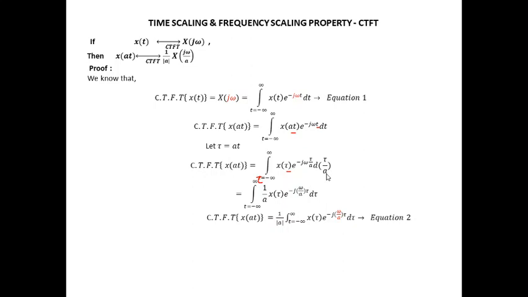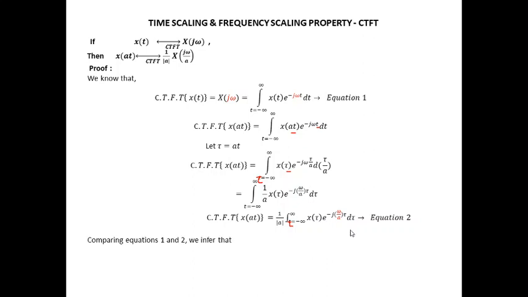Now you can write the CTFT equal to, here we are taking it as modulus of a, taking into account that a can be a real number or a complex number also. Even if it is a complex number, we need to take the magnitude part. That is why we are giving 1 by modulus of a, integration over tau, where the variable of integration here should be tau, from minus infinity to infinity, x of tau e power minus j omega by a tau d tau. So this is equation number 2.